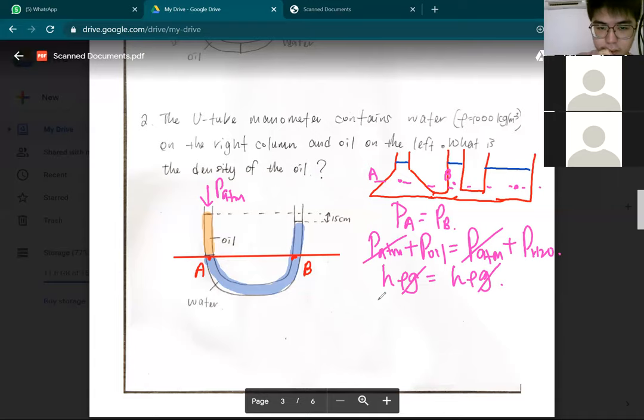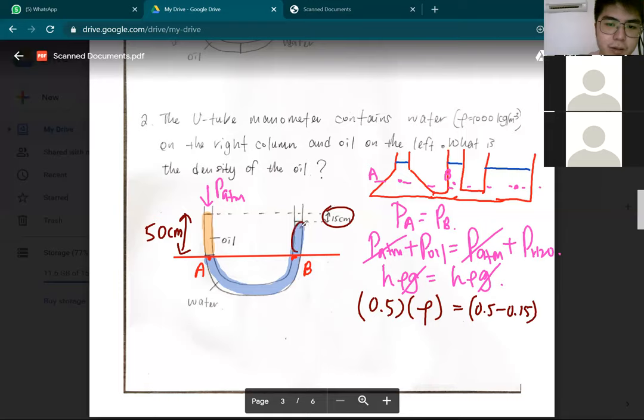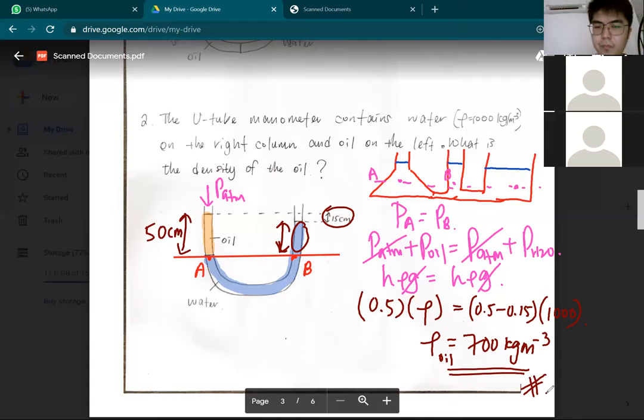So the height of the oil is, oh, this one I forgot to label. Actually here there's a 50 centimeter. Okay, forgot to put it in. So 0.5 is the height, and then you times the density, which is what you want to find. And then this one is 0.5 minus 0.15, so 50 minus this one, then you get the height here. Times 1000. Density equals 700 kilograms per cubic meter. That's the final answer.